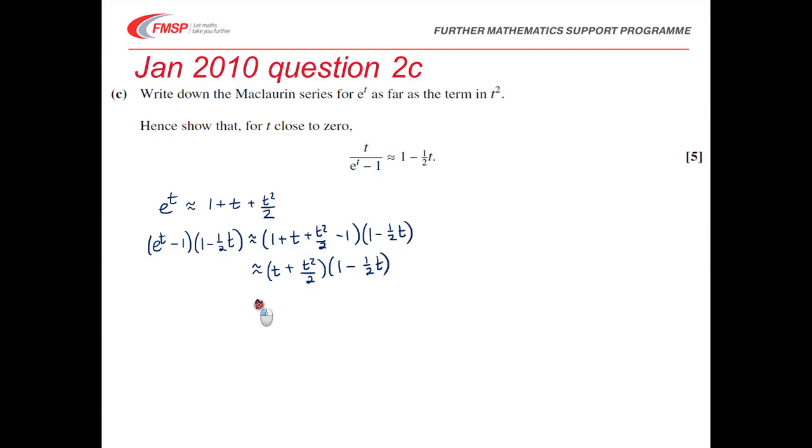Then we multiply out the brackets to get t minus a half t squared plus a half t squared minus t cubed over 4. The t squared terms cancel. The t cubed over 4 is sufficiently small that we can ignore it, and we can say that that's approximately equal to t. From that, we can divide both sides by e to the t minus 1 to get the result. T over e to the t minus 1 is approximately equal to 1 minus a half t.